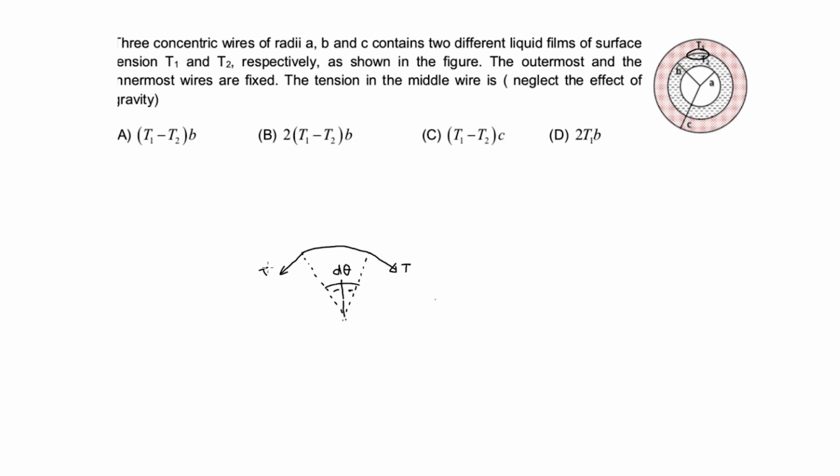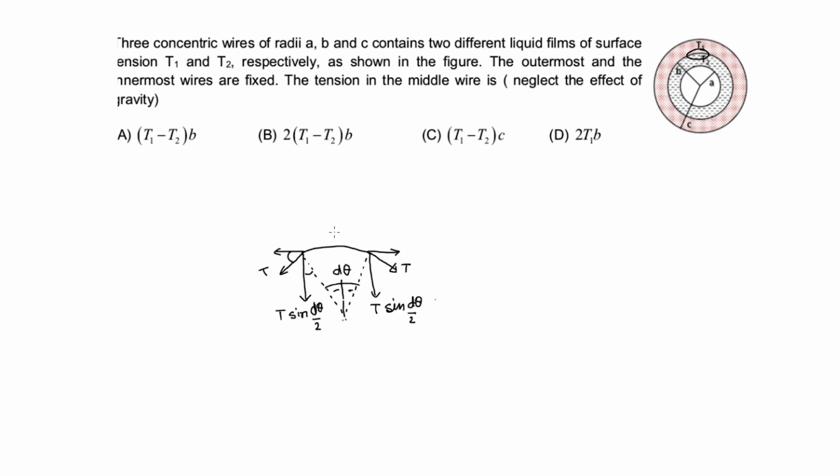These are the tensions. So if I take components of the tension, you can see that the horizontal components will get cancelled out. Only the vertical components will remain and they will be added. The vertical components, if it is d theta by 2, this is also d theta by 2. So this remains the sine component, T sine d theta by 2, and it is also T sine d theta by 2.